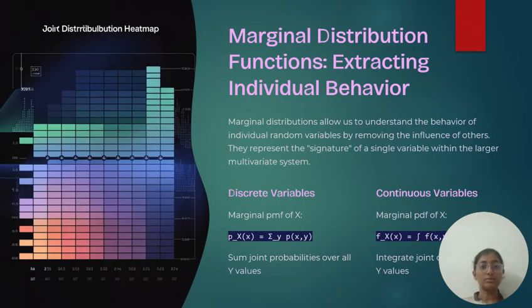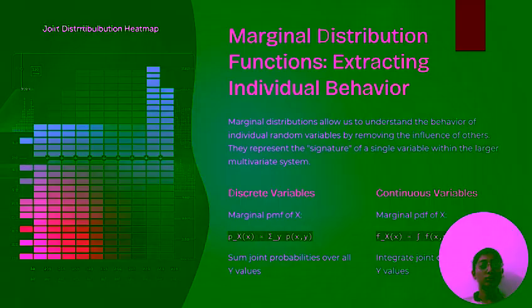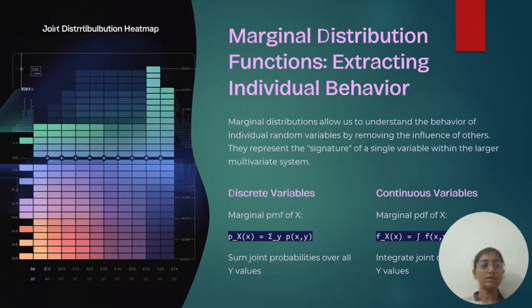Marginal distribution function. Marginal distribution functions allow us to understand the behavior of individual random variables within a multivariate system by removing the effects of the other variables.